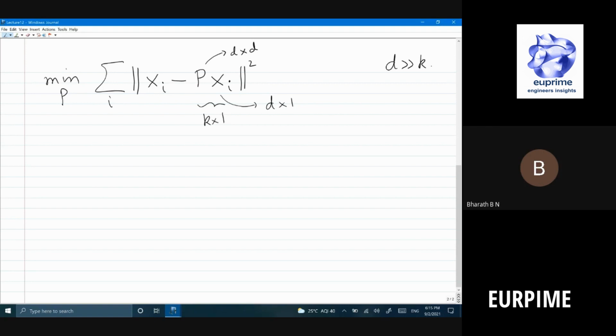But I want to restrict my p in such a way that this pxi, although it appears as if it's in d cross 1, I want to make sure that some of the values can be ignored, right? So subject to some constraint on, what do you think is the possible constraint here on p? What are the possible constraints on p?